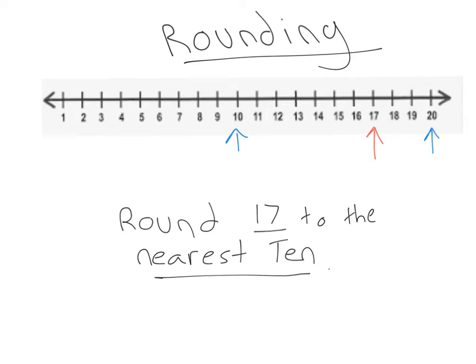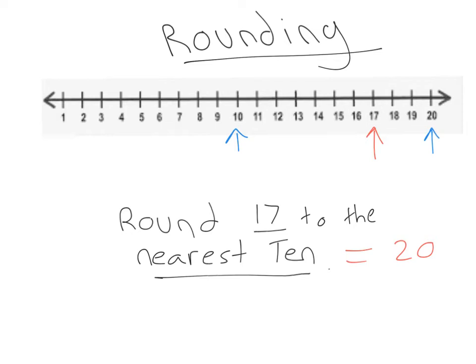So I've pulled out this number line because I think it's really visual for you to see that 17 is clearly closer to 20 than it is to 10 in this example. So our answer would be 20. 17 is close to 20. Remember, rounding is finding a number it's close to. It's something we use a lot in real life, so I think it's a really valuable skill.